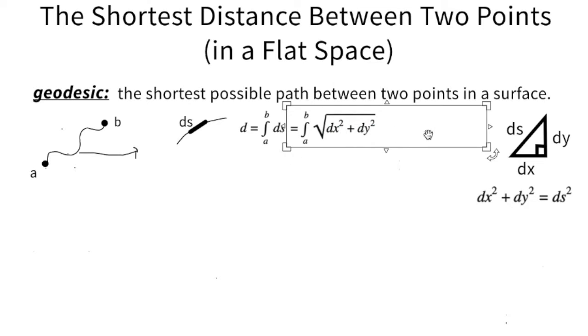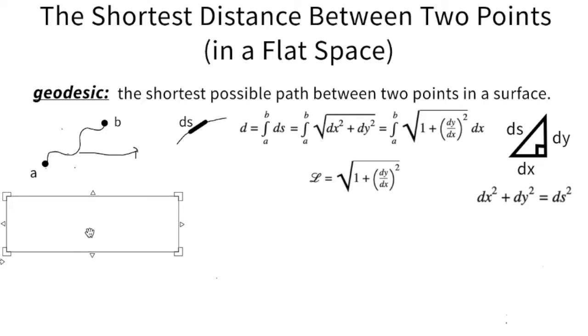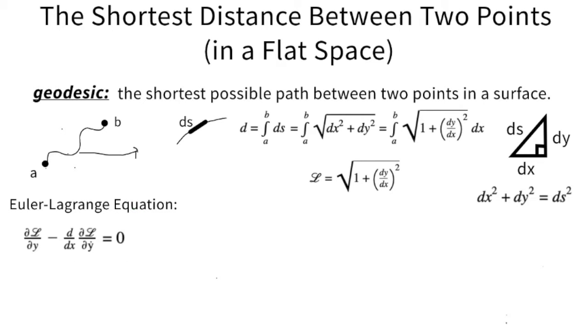So if we do this, dx squared over dx squared is 1 and dy squared over dx squared is (dy/dx) squared. And now this is a functional that we can try and minimize, and the Lagrangian in this case would be the square root of 1 plus (dy/dx) squared. We can use the Euler-Lagrange equations, yay, to minimize this. Let's find both terms and then plug it into the equation, and then we can find out which path minimizes it. Hopefully it'll be a line.